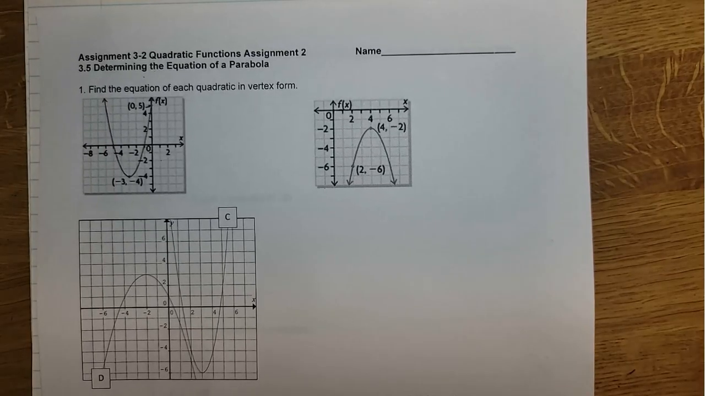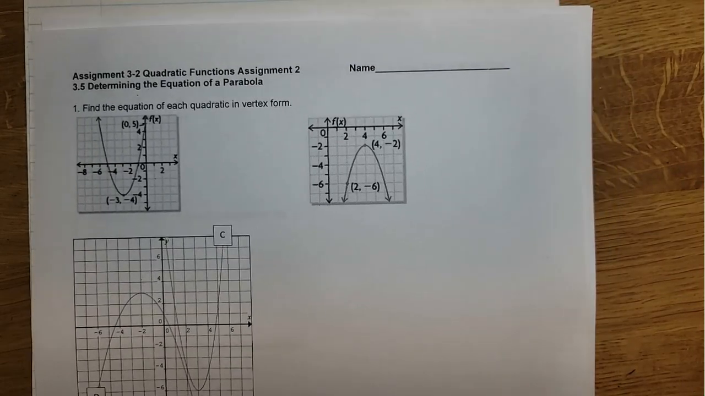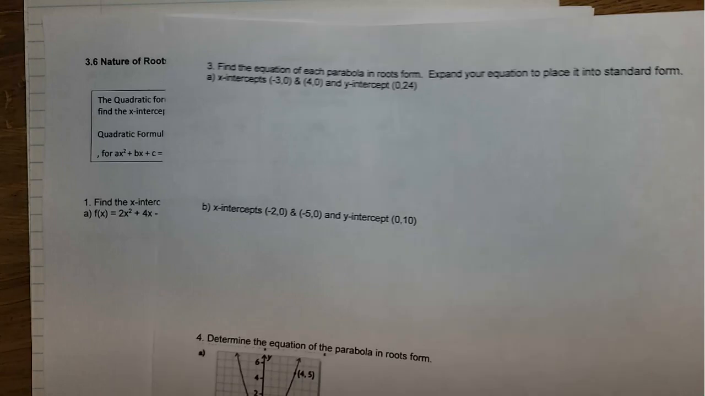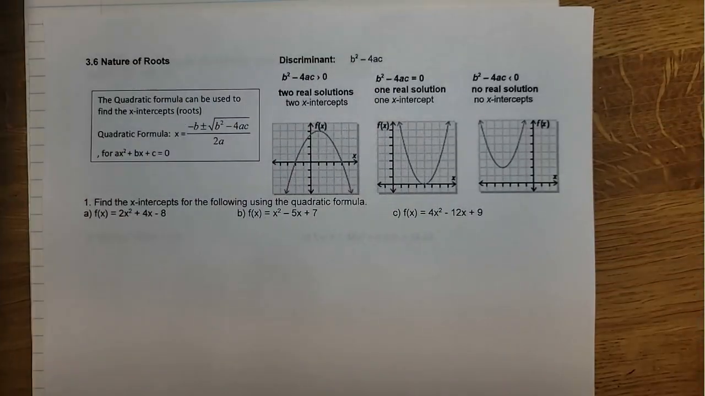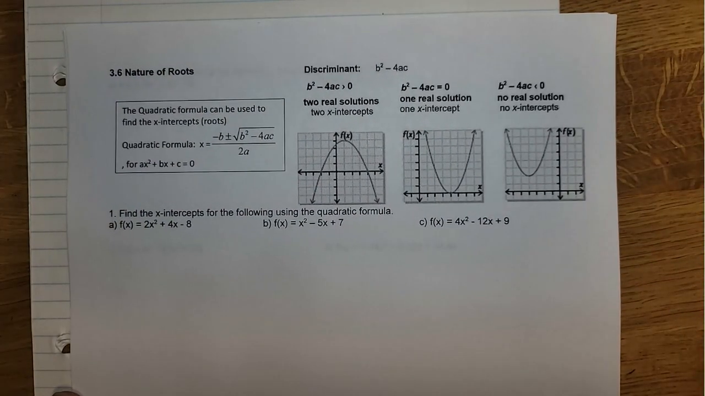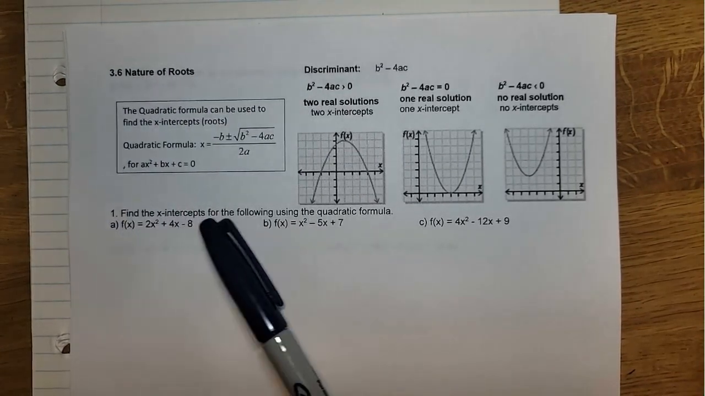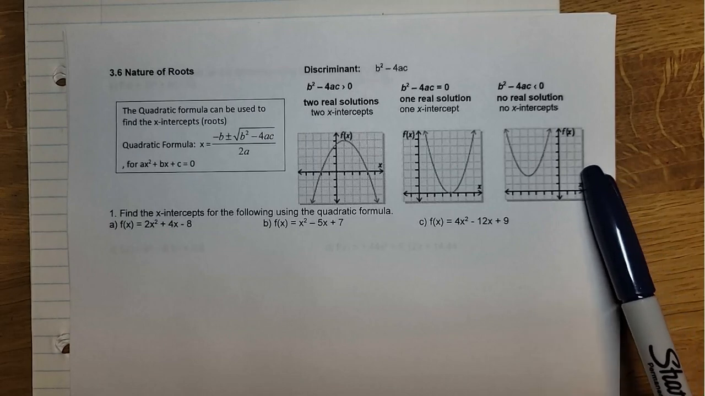Okay, so hopefully at this time you've got the first 2 pages of this assignment done. So we're going to flip over to the third page. So we're going to flip past that page, flip to the third page. Okay, so we're on Nature of Roots 3.6. I've typed a note. I put it into this assignment for you to make it easy.